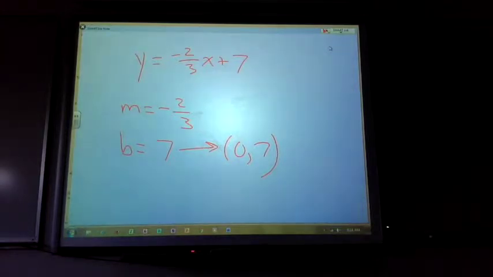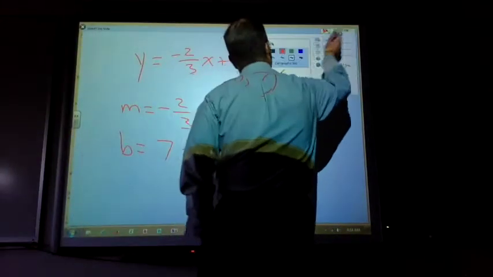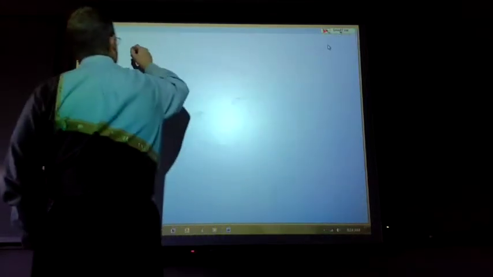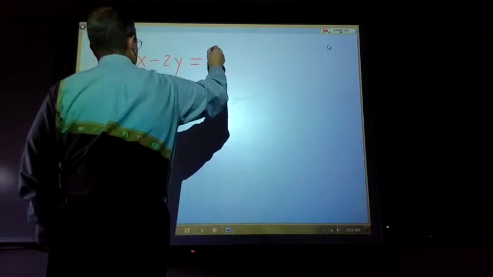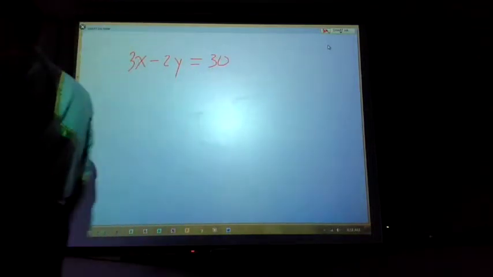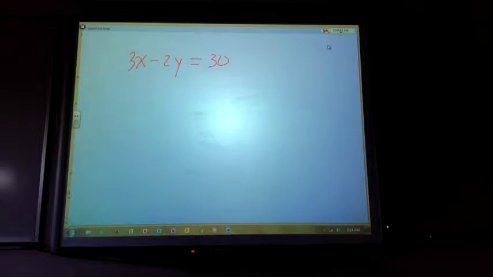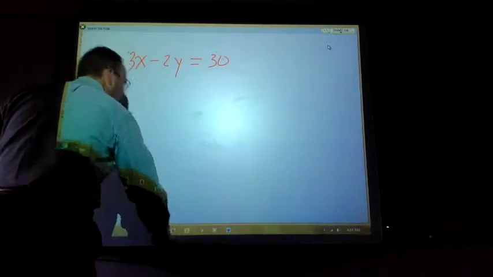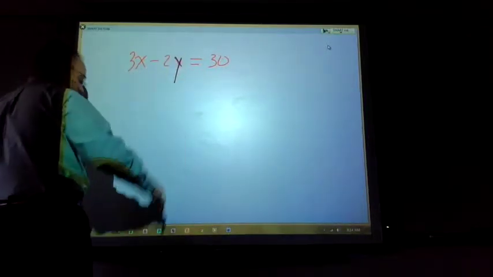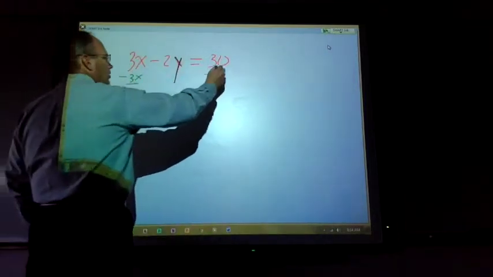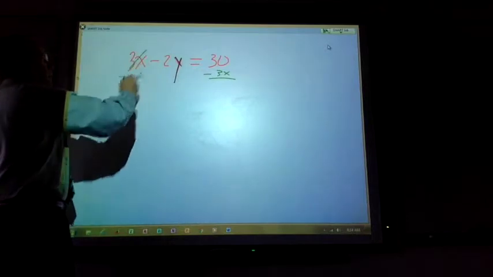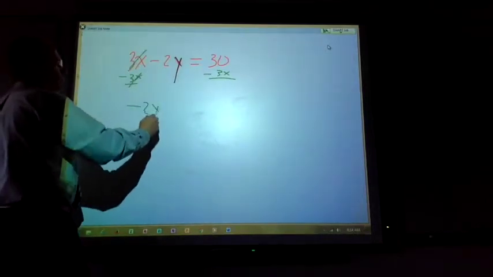Okay? What about if we had this? Now I wanted you to find the slope and the y-intercept. What do you need to solve for? Y. You need to solve for y. Okay, you want to get y by itself. So I'm going to subtract 3x from both sides. Does 3x and 30 combine? No.